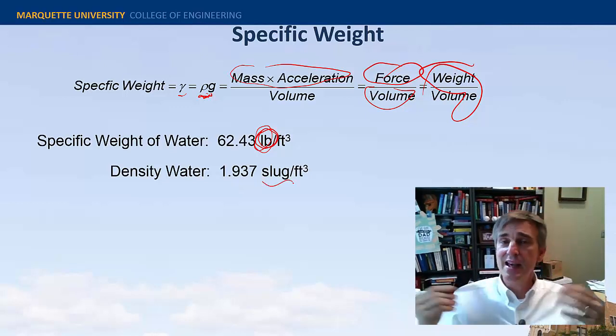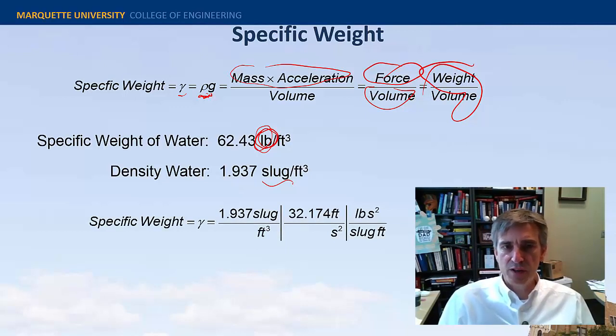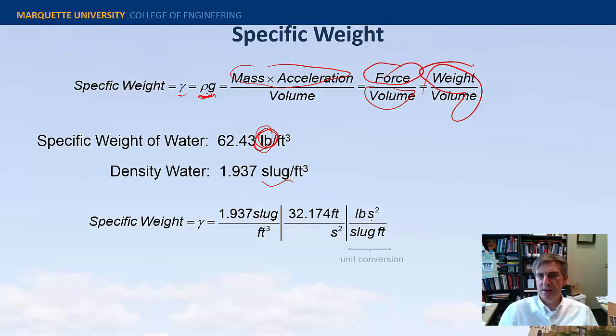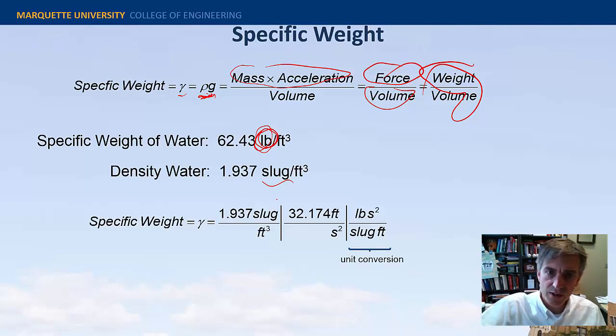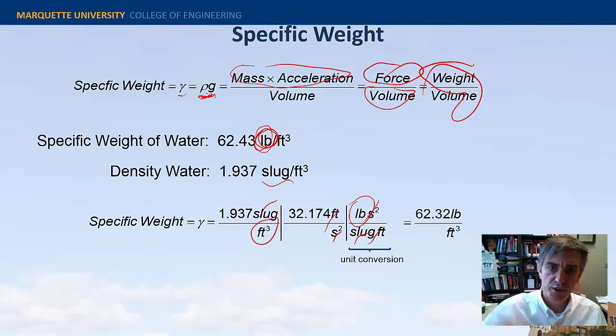And I like the slug because it is the true measure of density in the BG system, not pounds mass. So if I wanted to calculate the specific weight of water, it would be the density times the gravity, so that's 1.937 times the gravity, and then I need to cancel out the units because I got a whole mess of units. So I use this unit conversion that a pound force is equal to a slug foot per second squared, and then you can see that all of these units cancel beautifully, and you're left with what? Pounds force per foot cubed, and so you end up with 62.32 pound force per foot cubed.